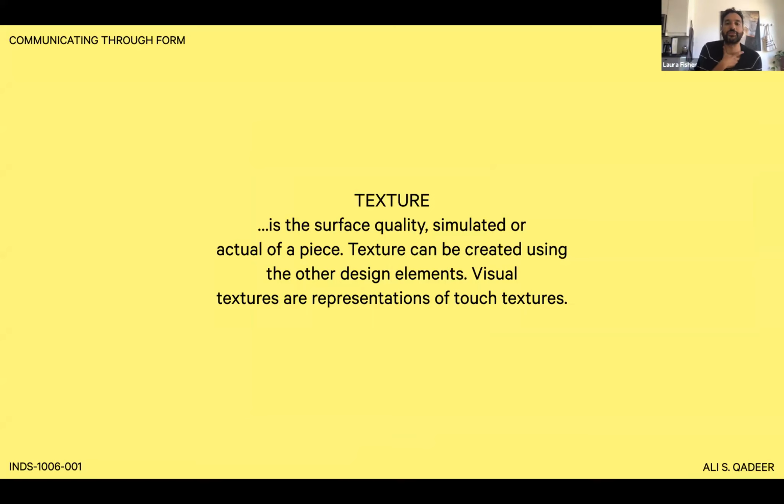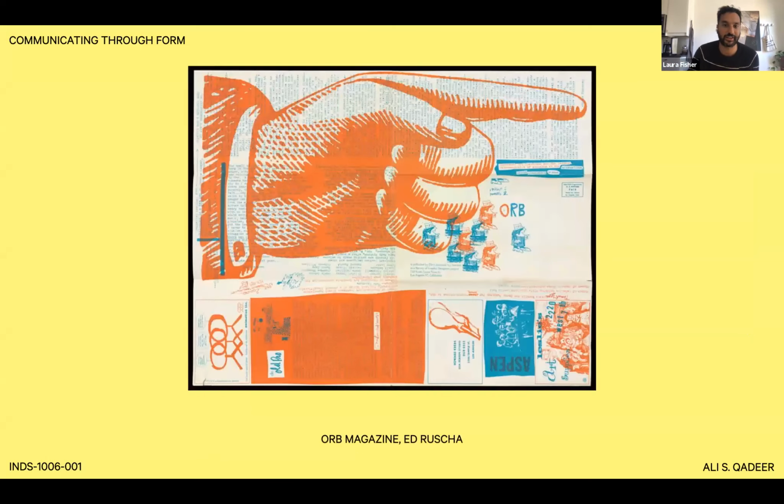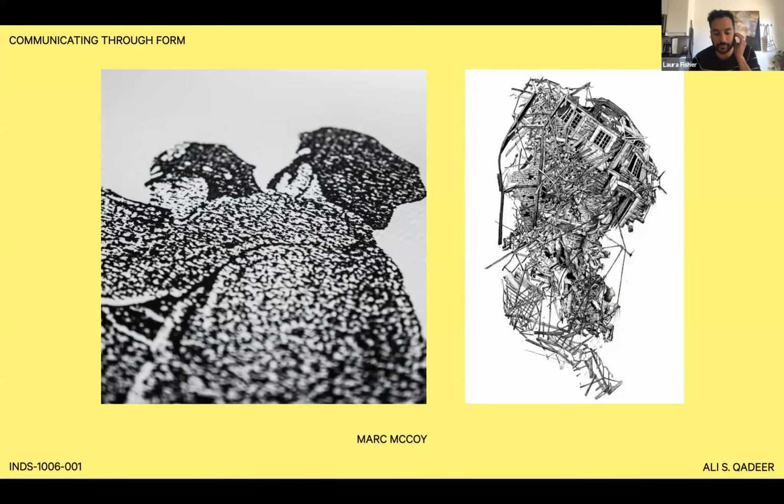Texture. Texture is the surface quality, simulated or actual, of a piece. Texture can be created using the other design elements. Visual textures are representations of touch textures. As a result of printing technology, this is a vibrant and chaotic, but still readable textural surface designed by Ed Ruscha for Orb magazine. Or these prints by the designer Mark McCoy. He uses texture of printed artifacts to create complex creative form. His drawings deploy complexity of line and shape to make dense textural prints.